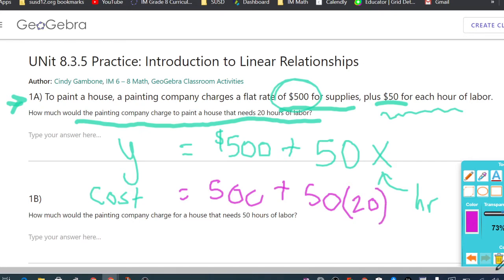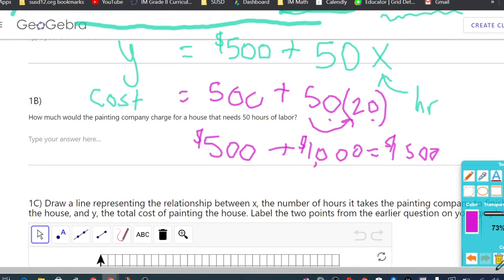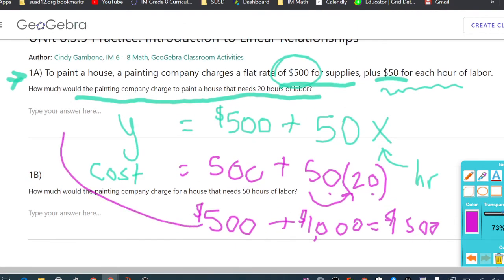Okay, get your calculators and do the math. Or if you're good, you can do it in your head. Okay, let me try it in my head. 5 times 2 is 10, and then add on these zeros, 0, 0. So that's going to be $1,000 worth of labor plus this $500 flat fee for supplies. So that equals $1,500. Okay, good job, guys. Go ahead and put your answer on the line. And I'm going to go ahead and answer the next one. Remember, this is the answer for 1A. That answer goes up there.